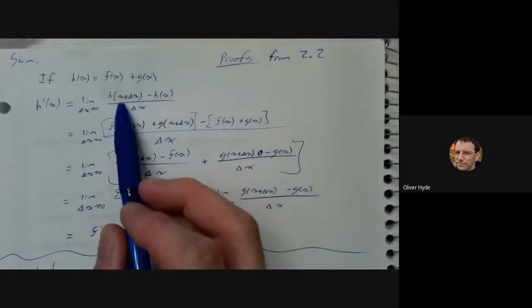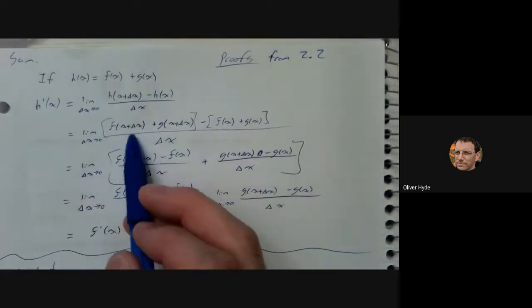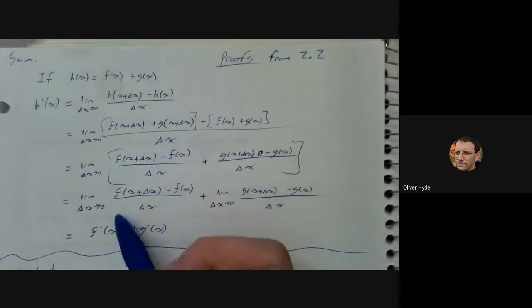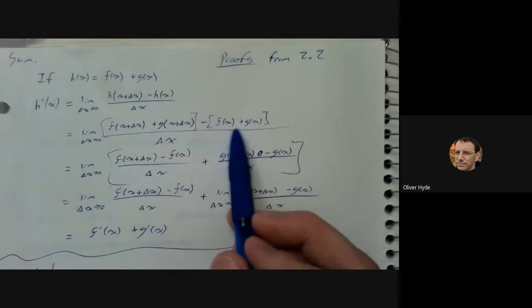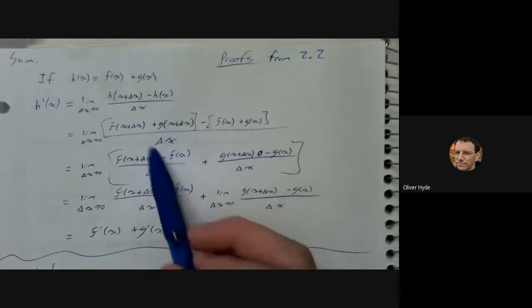So h of x plus delta x is going to be f of x plus delta x plus g of x plus delta x. When I subtract h of x, I need to make sure that I am subtracting the quantity f of x plus g of x. And my denominator is delta x.